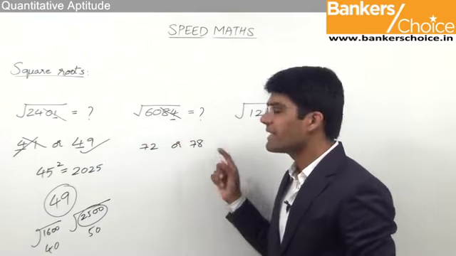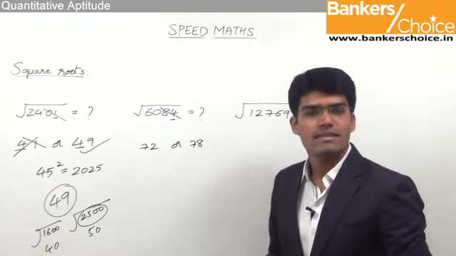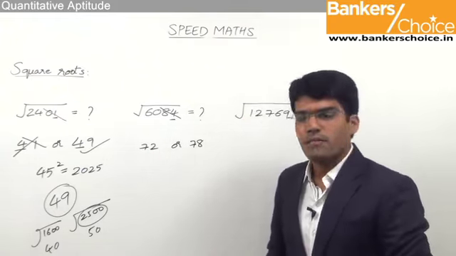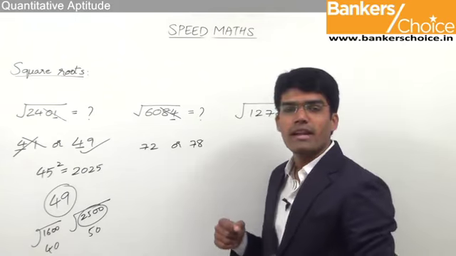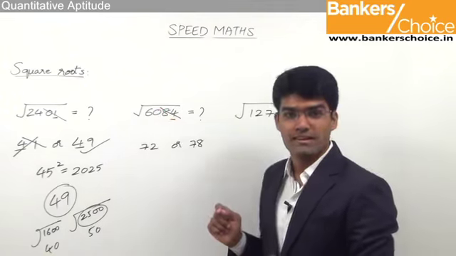So 7 comes in the tens place. So after the second step, we know that either the answer is 72 or 78. Now if we try to observe, the number 6084 is closer to 6400 when compared to 4900.